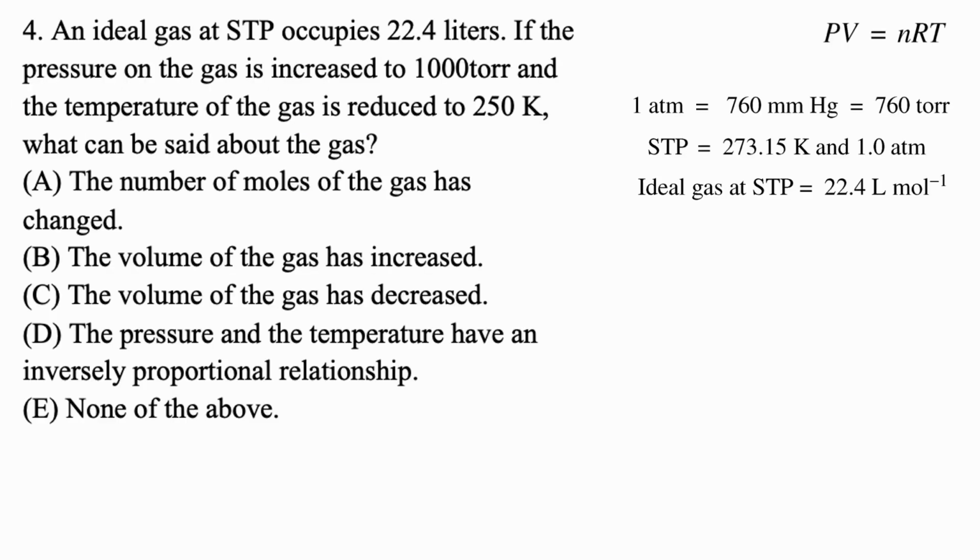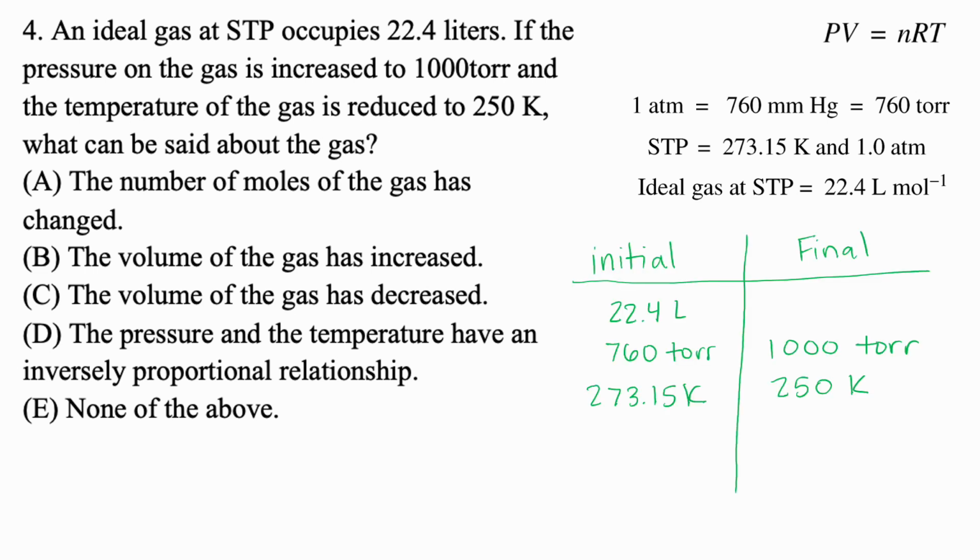An ideal gas at STP occupies 22.4 liters. If the pressure on the gas is increased to 1000 torr and the temperature of the gas is reduced to 250 Kelvin, what can be said about the gas? If you look to the right of the screen here, I posted all of the things from your AP Chemistry reference sheet that you can use for this specific question.